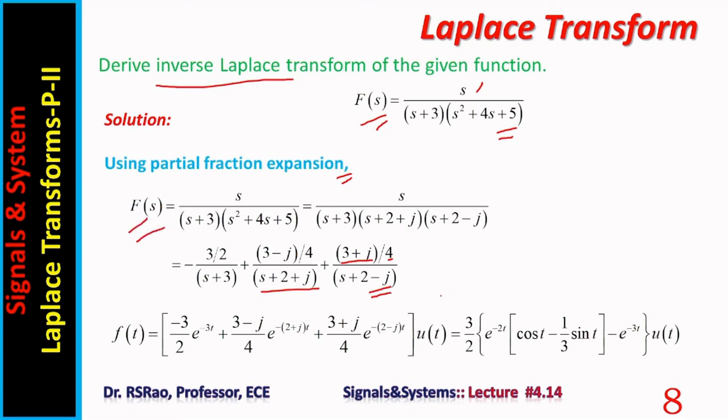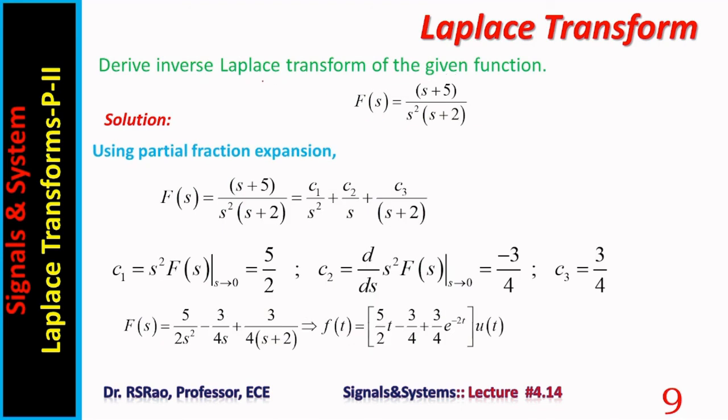Applying inverse transform on both sides gives us, left side f(t), right side -3/2 e^(-3t) plus (3 - j)/4 e^((-2 + j)t) plus (3 + j)/4 e^((-2 - j)t). This can be further simplified.